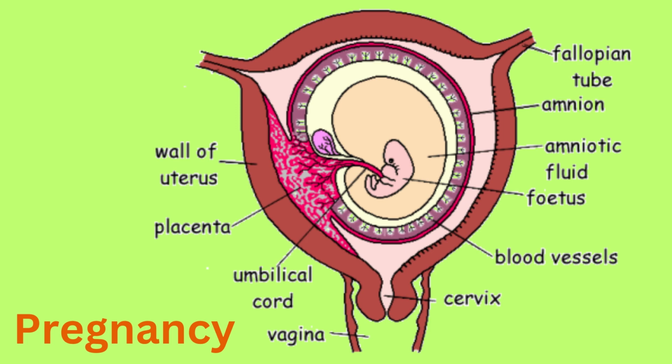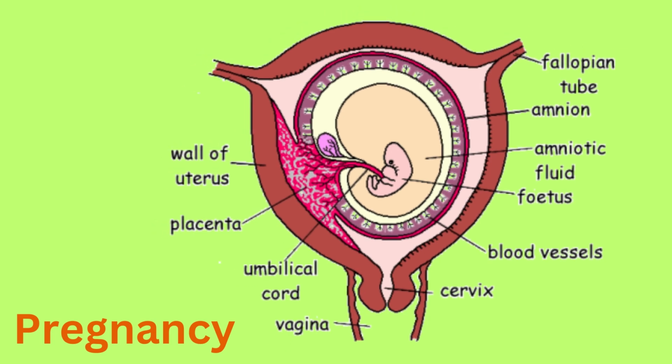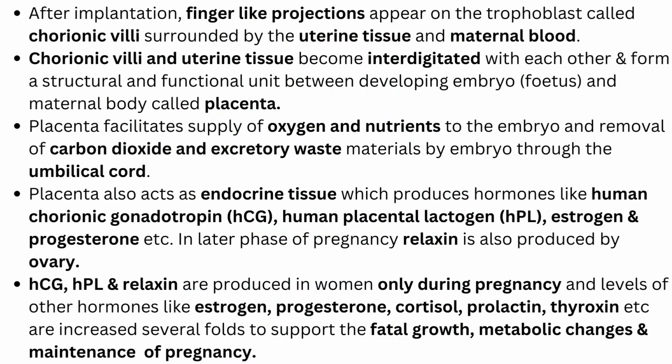Now, the placenta facilitates supply of oxygen and nutrients to the embryo and removal of carbon dioxide and excretory waste materials by the embryo through the umbilical cord. A cord which joins both of these is the umbilical cord. Please note it down. The placenta also acts as endocrine tissue which produces hormones like human chorionic gonadotropin, that is HCG. Second is human placental lactogen, that is HPL. Third is estrogen, and fourth is progesterone, and so on.